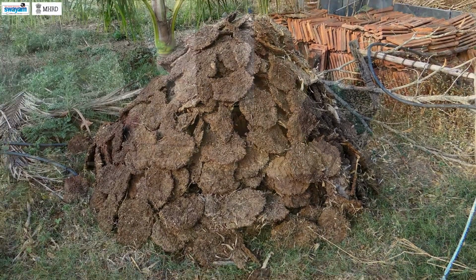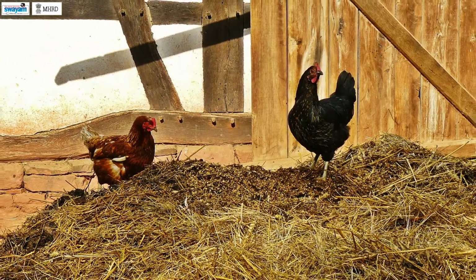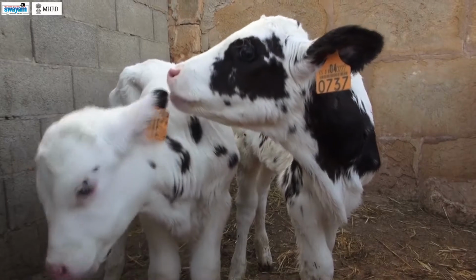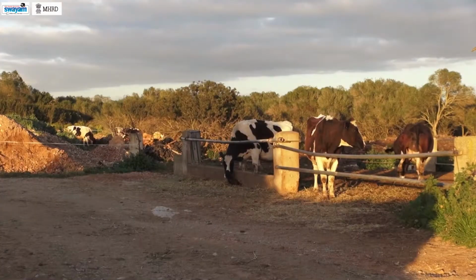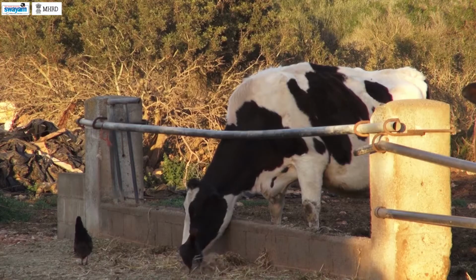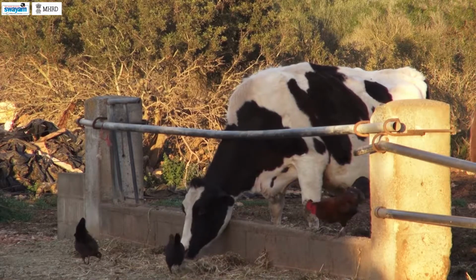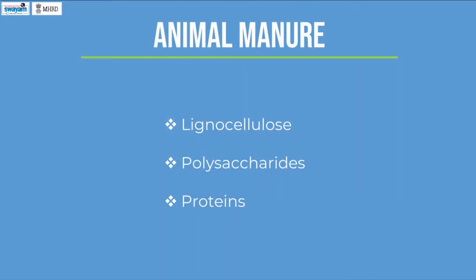Animal manure. Animal manure is a mixture of feces and urine. It is one of the most common feedstock used for biomethane production and can be collected in large quantities from cattle farms. The composition of animal manure mainly depends on the feed consumed by the animal. In general, it is composed of lignocellulose, polysaccharides, proteins, and other biomaterial.